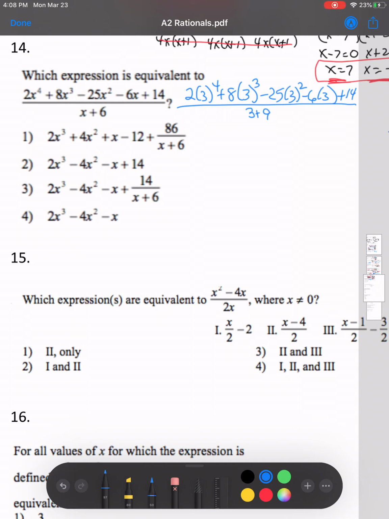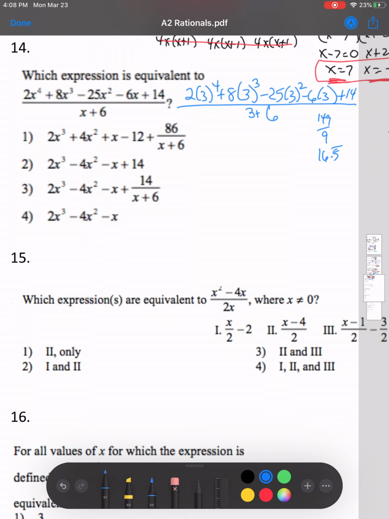And I am going to type the numerator into my calculator. So 2 times 3 to the 4th plus 8 times 3 cubed minus 25 times 3 squared minus 6 times 3 plus 14. And I get 149 divided by 9. And I get 16.5 repeating. So now I want to figure out which answer choice will give me 16.5 repeating.